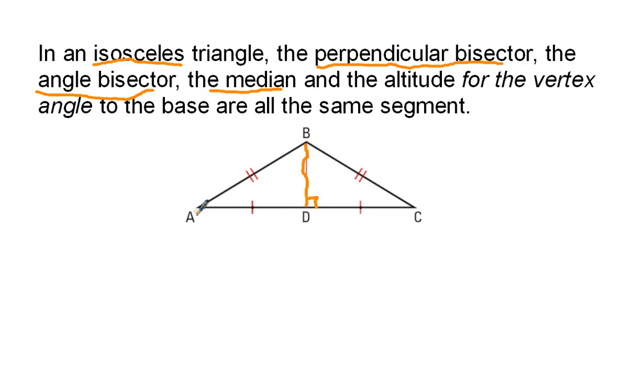It bisects the base, so therefore it's a perpendicular bisector. It's also an angle bisector for this top angle. Okay, so you'll find that these two angles are congruent. It's also the median because it goes from the vertex to the midpoint of this side, and it is also the altitude for the vertex angle because it's the perpendicular line drawn from a vertex to the opposite side.